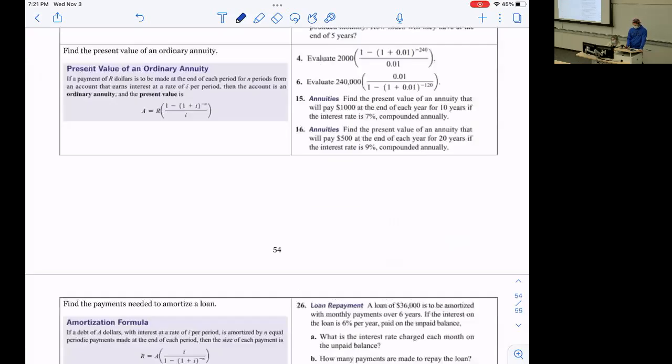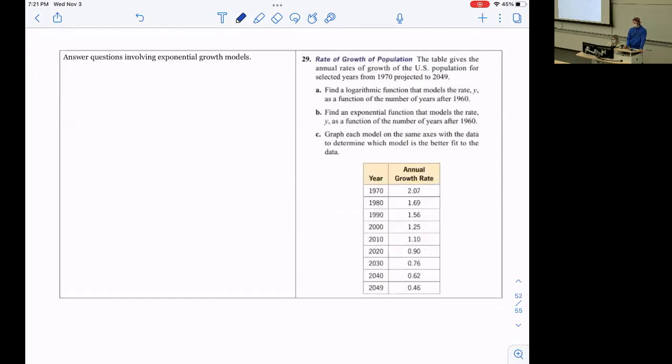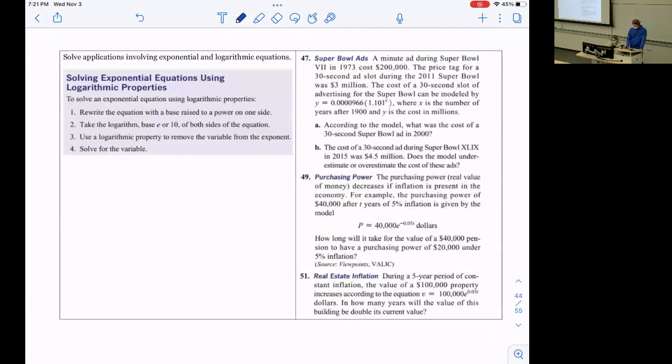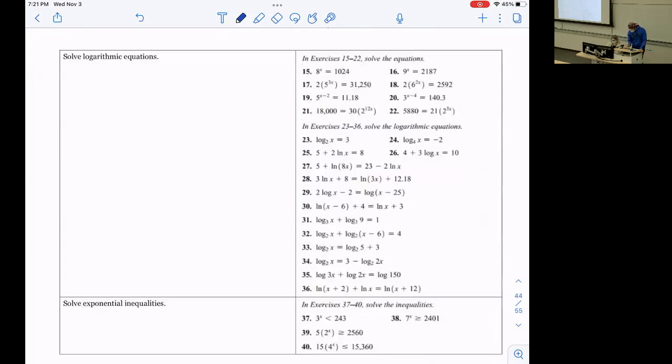So any questions over any of those pages? We do 18 on 44. 18 on 44. All right. So that is this one right here.